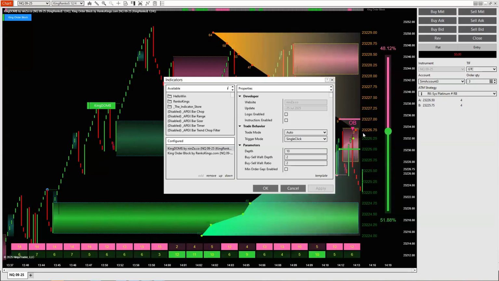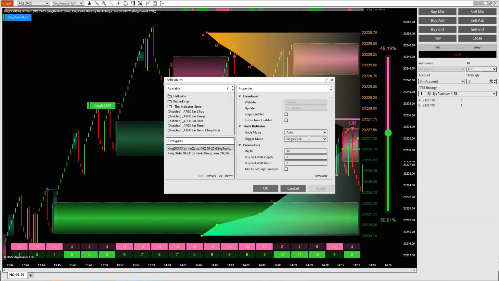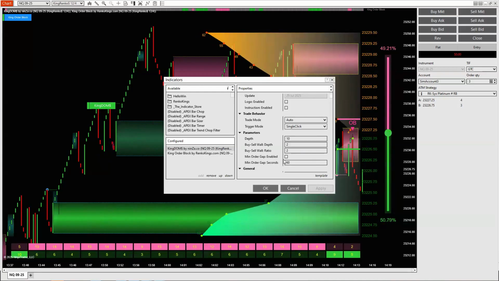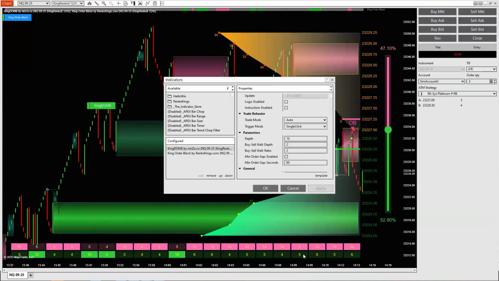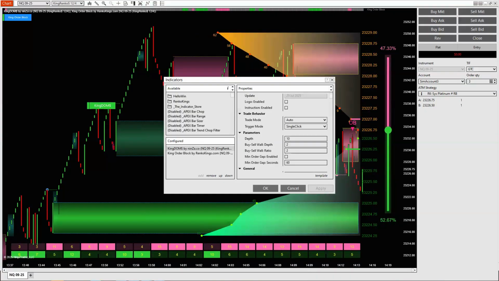On Kingdom itself, there is the important number. You see this 2, as far as the ratio, I lowered it to 2. That's a very low number.